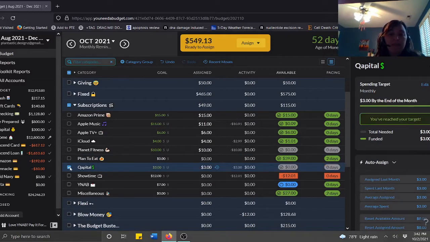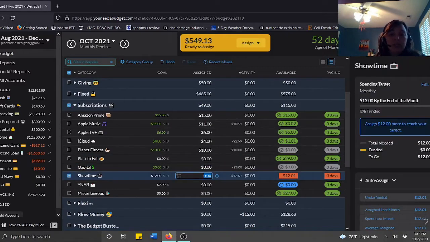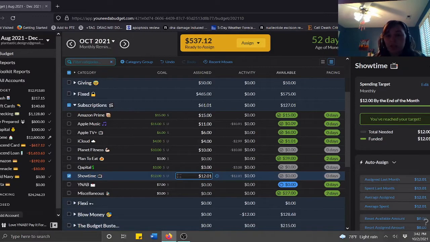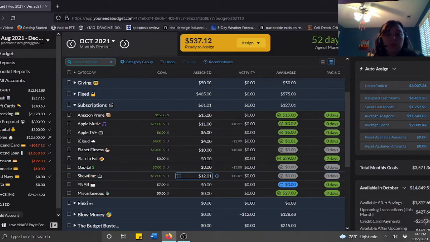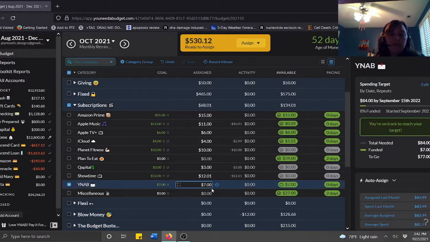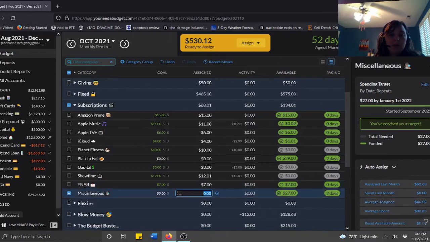That's the saving app that I use. Showtime, I am currently paying for Showtime because I'm going to start watching again when it comes back on, Dexter. There's a new sequel show coming back in November. So I am paying for that. YNAB, that's $7 a month. And then miscellaneous, that's fully funded as well.